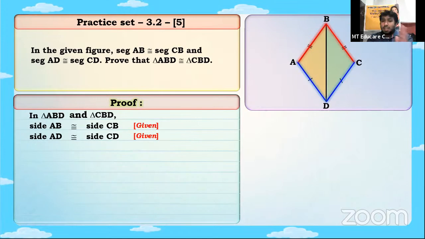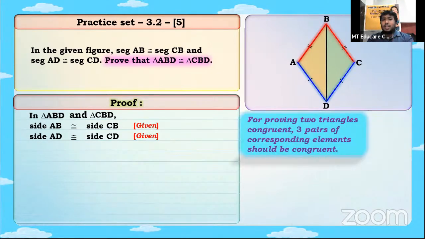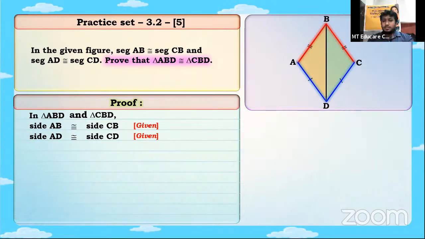So students, look at the yellow color triangle. Can I say BD is a side of the yellow color triangle? Yes. Can I say BD is a side of the green color triangle also? Yes. So students, BD belongs to the first triangle. BD belongs to the second triangle. So I write down, in the first triangle also we have BD. In the second triangle also we have BD.